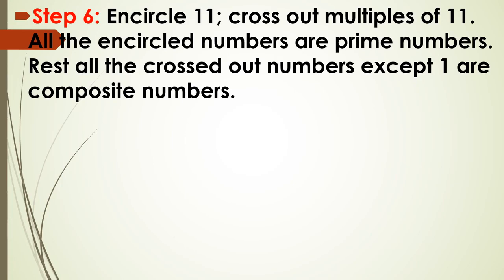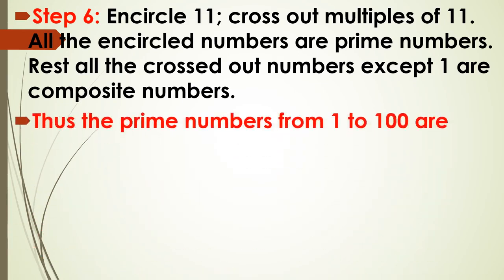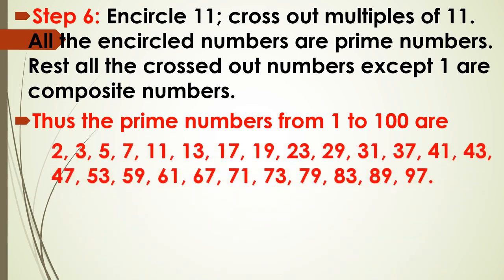From this table we see that prime numbers from 1 to 100 are 2, 3, 5, 7, 11, 13, 17, 19, 23, 29, 31 and 83, 89, 97, up to 97. I have written here all the prime numbers up to 100. They are 25 in number. Means from 1 to 100, there are 25 prime numbers.